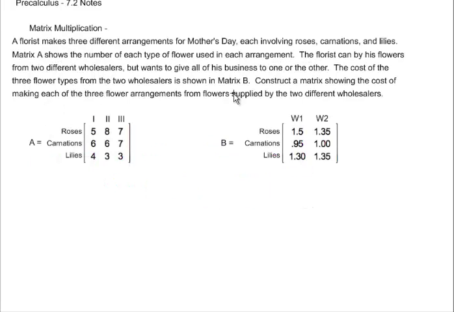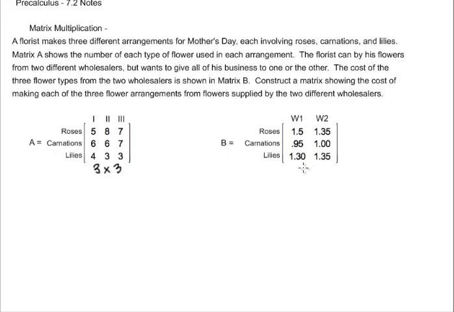Now we can look at matrix multiplication. So, if we look at different floral arrangements for Mother's Day, roses, carnations, and lilies, and the two warehouses that we can get it from, what we can do is construct a matrix that shows how much it costs to make each type of flower arrangement, and then what the price would be to be able to determine which warehouse is going to be the best place to buy the flowers from.